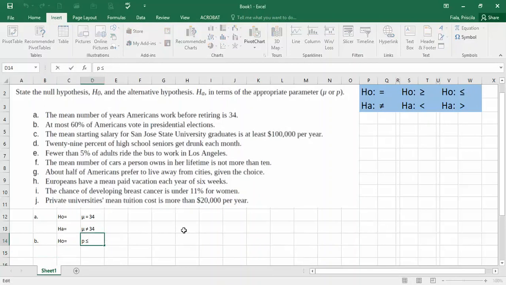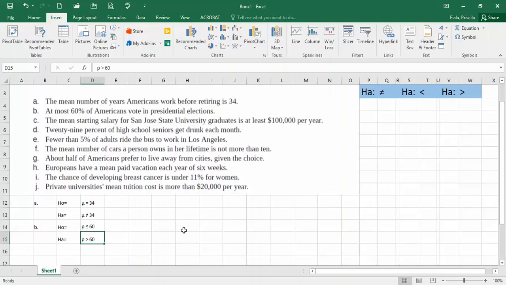So at most 60%. So no more than 60%, including 60%. And then your alternative, if that one is less or equal, this one has to be greater than. Okay, we are not solving them yet. I'm just showing you how you read the problems first, how you set them up in order to follow the remaining steps of hypothesis testing.